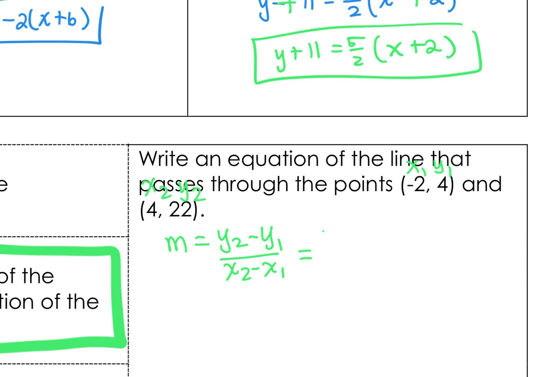So y2 is 22 minus y1, which is 4, divided by x2, which is 4, minus x1, which is -2. But again, when we minus a negative, really what we're doing is adding. So then when we do that math, 22 minus 4 is 18. 4 plus 2 is 6, which means our slope is 3.